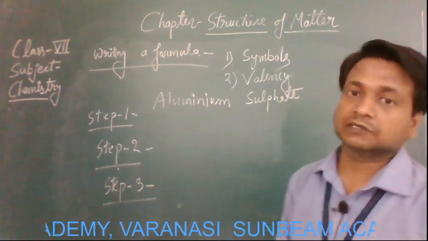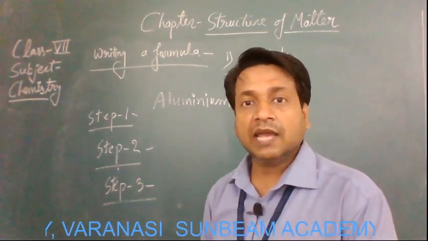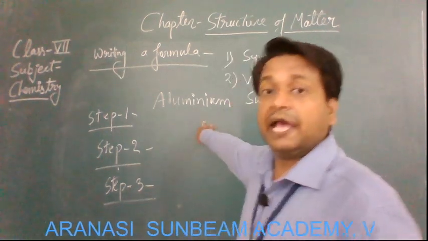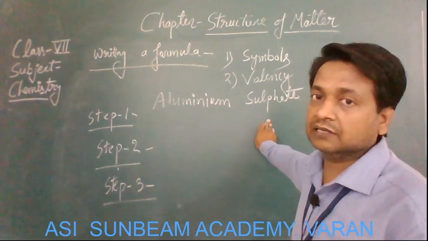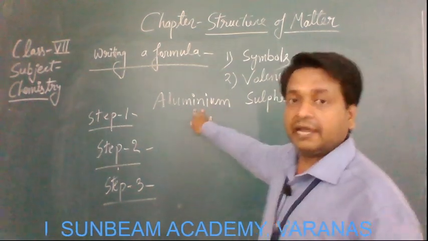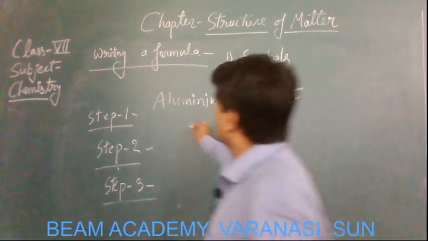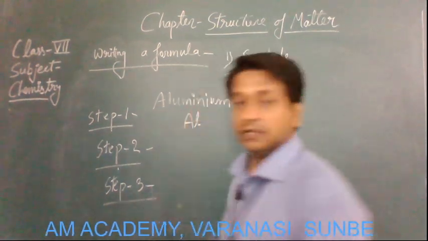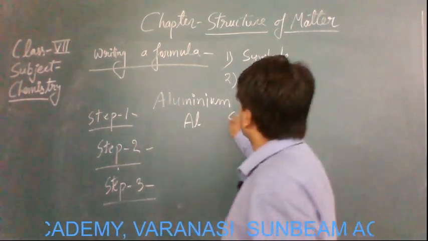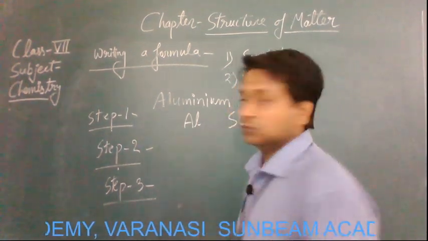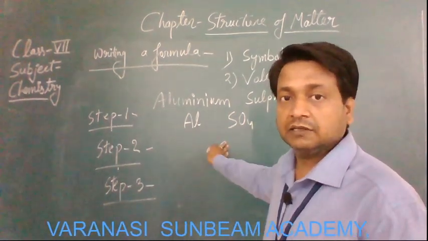Aluminium sulfate. This is a compound in which one element, that is aluminium, and a group are going to combine chemically. So the element and sulfate group. The symbol of aluminium is Al and the formula of sulfate group is SO4. So we will write them side by side.